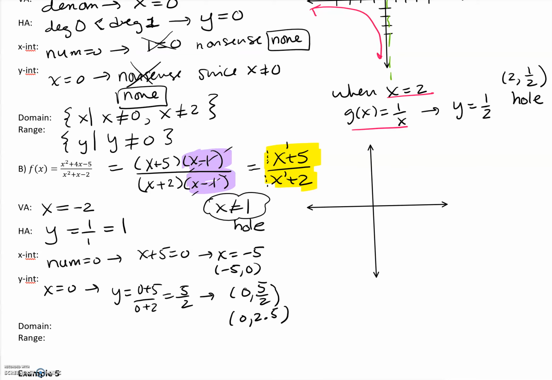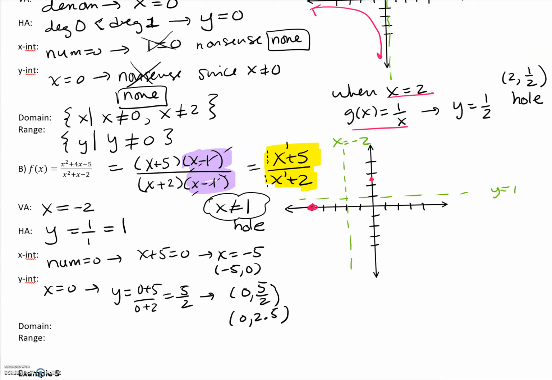So with those tools, we're going to quickly sketch this thing. We got one vertical asymptote at x equals -2. We got a horizontal asymptote at y equals +1. We got an x-intercept of -5, so I'll go over here, 1, 2, 3, 4, -5. And we got a y-intercept of 2.5.